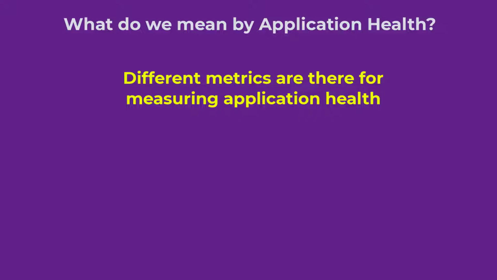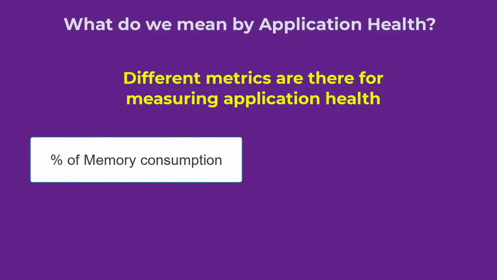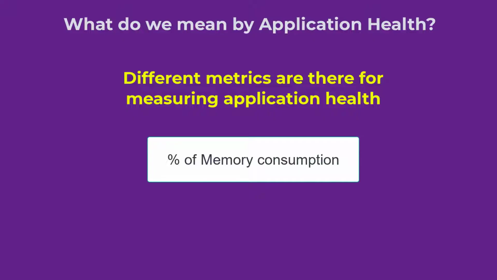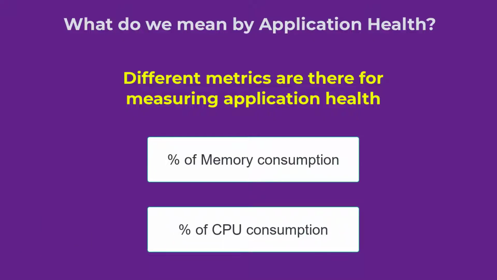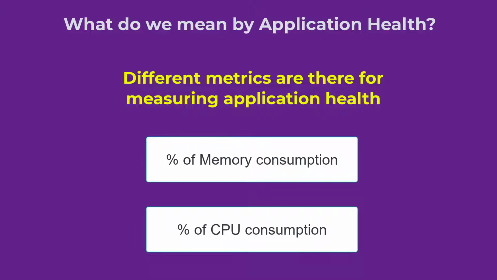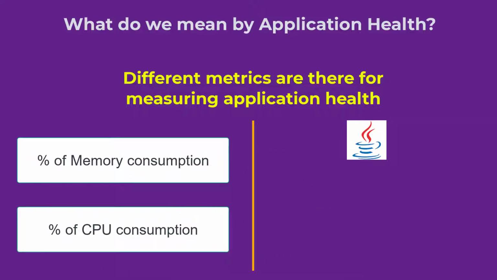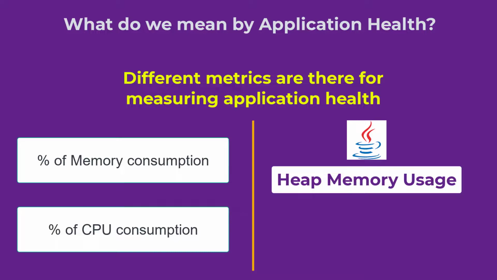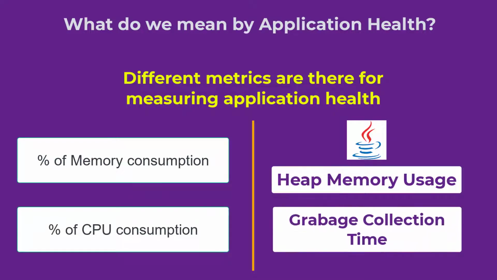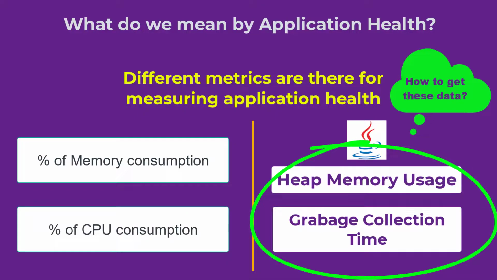Now, before going into the Grafana setup implementation, let's clarify, what exactly do we mean by application health? So, there can be different metrics to monitor application health. Like, how much memory is the application consuming? Or, what is the CPU consumption by the application? If we say specifically about Java-based application, health measurement can be done based on heap memory usage, garbage collection timing, etc. So, the next question should be, how do we get these data from a Spring application?